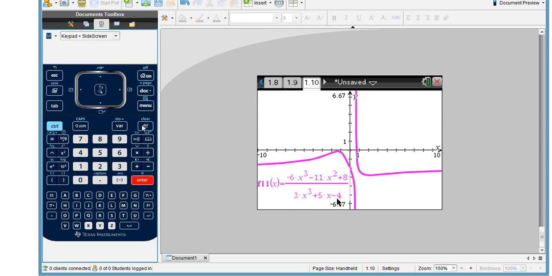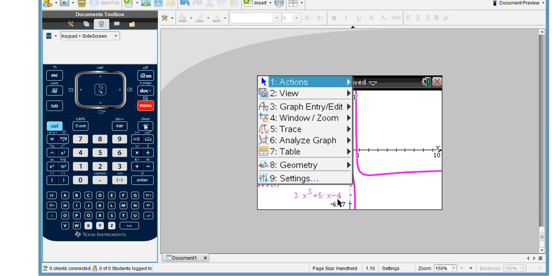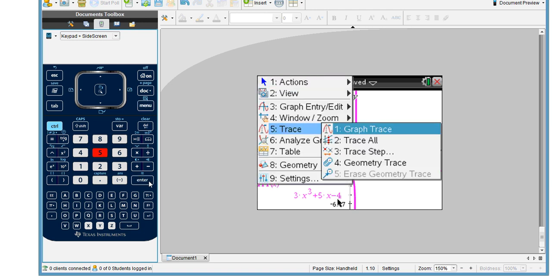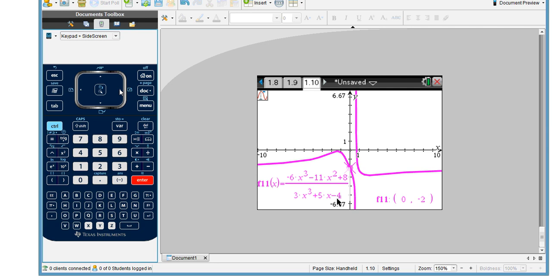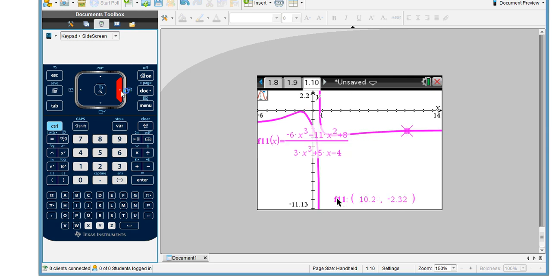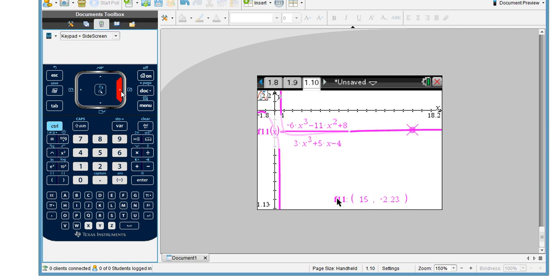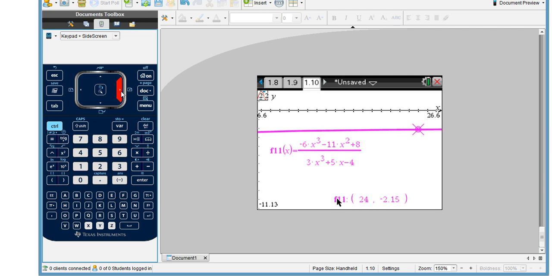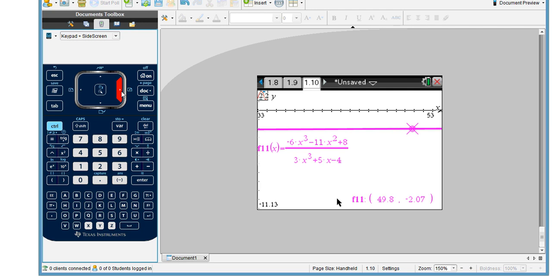Okay. If you just go to Menu, Trace, Graph Trace, you can go to the left or to the right. We're going to go to the right. You're looking for the y values. Look at these y values, what they're getting. So we get negative 2 point something. So that's one of the asymptotes. That's the one actually.